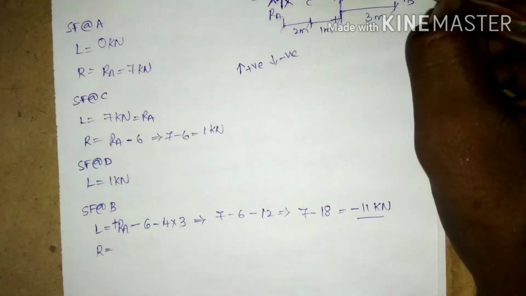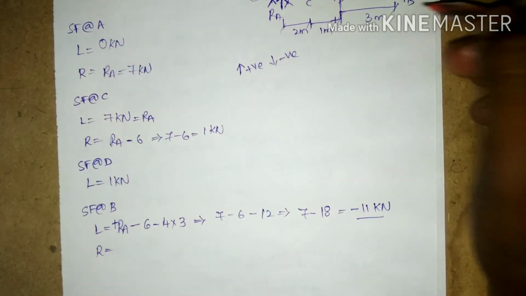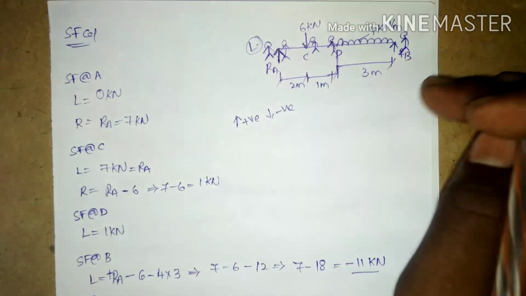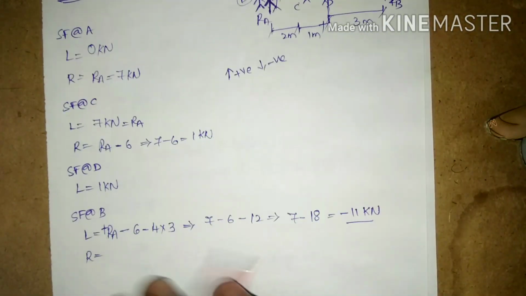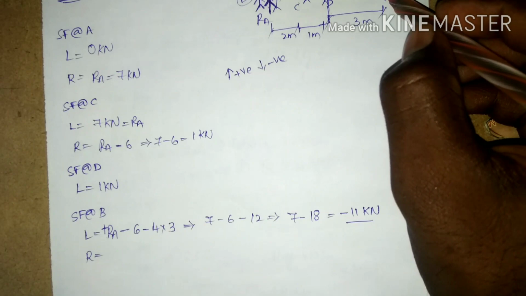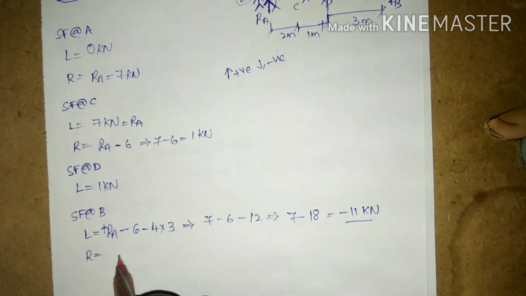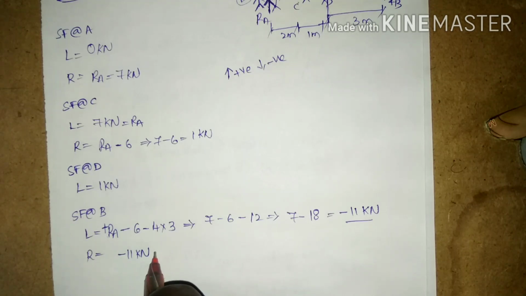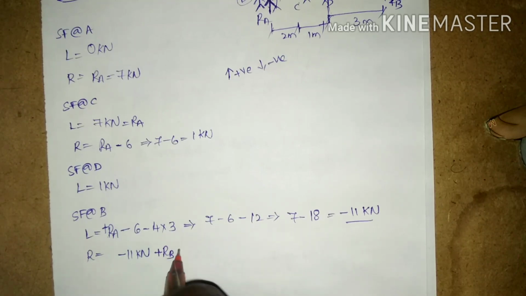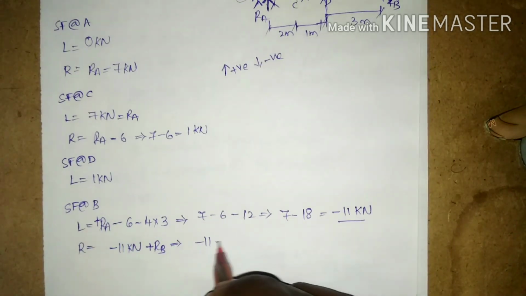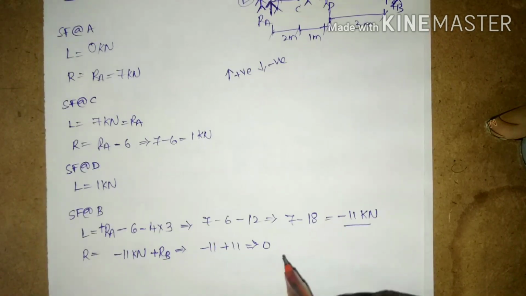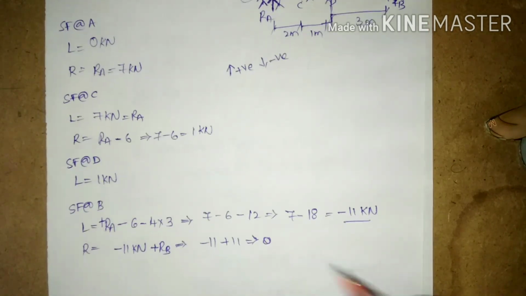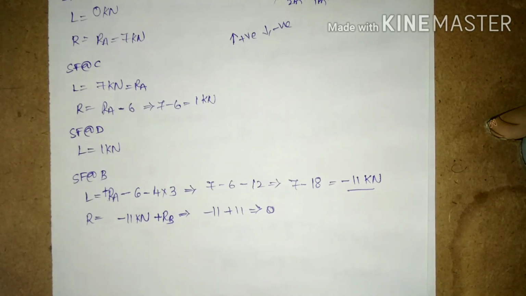When I stand at the right of the B, in the same equation, up to the left we are having minus 11, and for the right of the B we have a reaction RB acting in the upward direction, so positive RB. The value will be minus 11 plus 11, which is going to be 0 on the reference line. This is the shear force calculation. Next we are going to see the bending moment calculations.